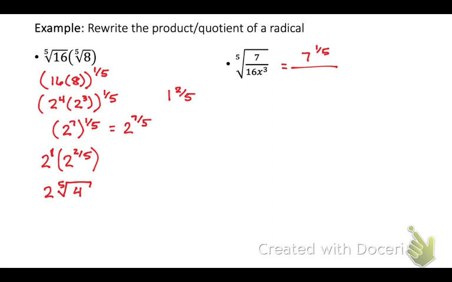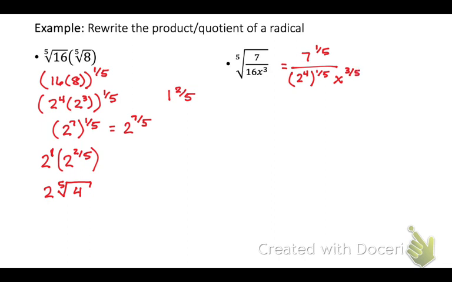Okay, where do we want to go? Break 16 down. Do 2 to the 3rd. 4. 2 to the 4th. Okay, now 2 to the 4th to the 1/5. And then x to the 3rd to the 5th. x to the 3/5.